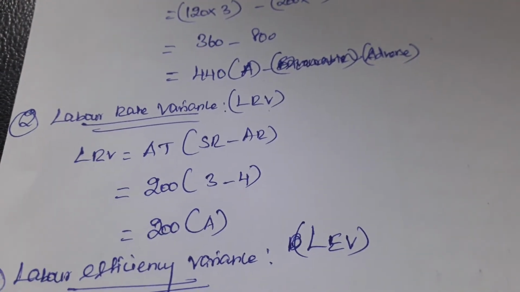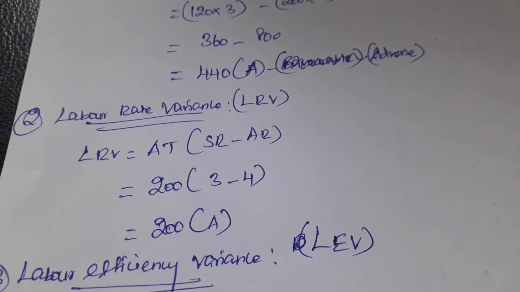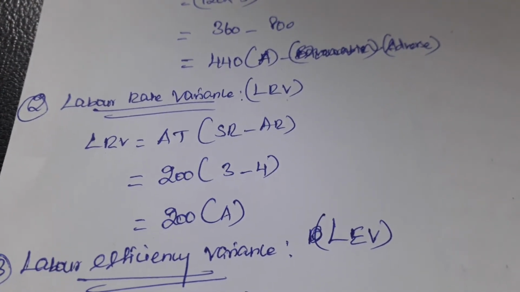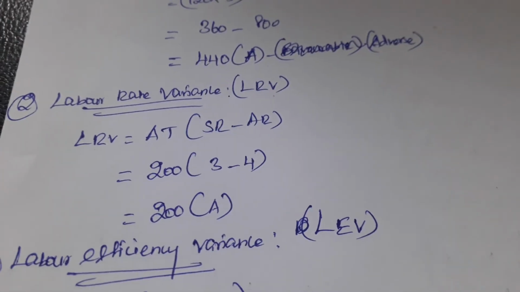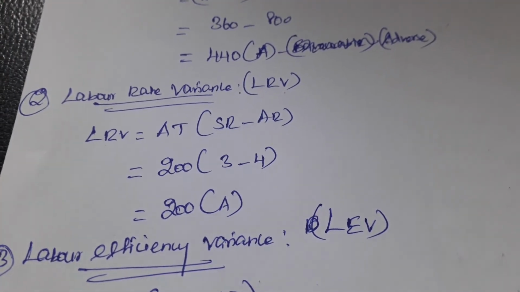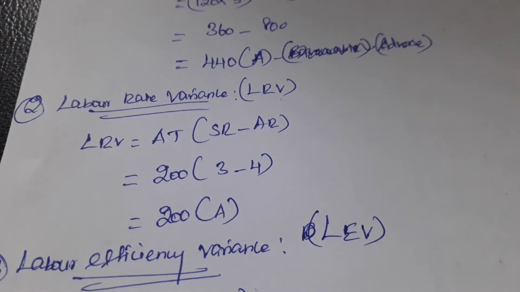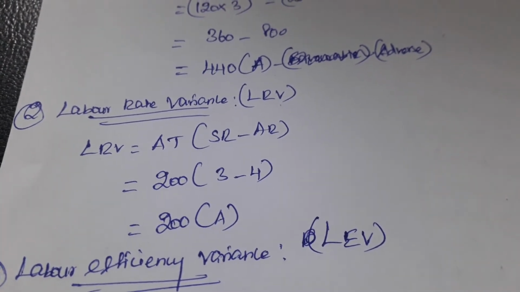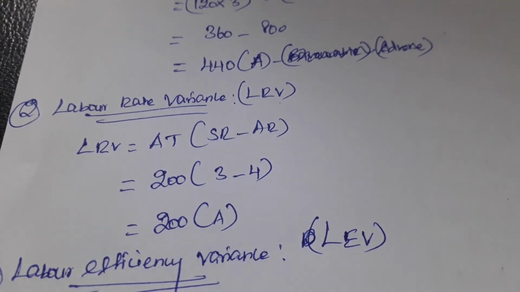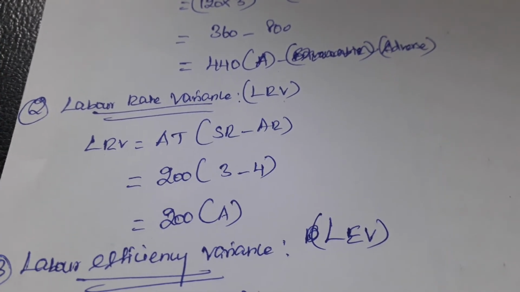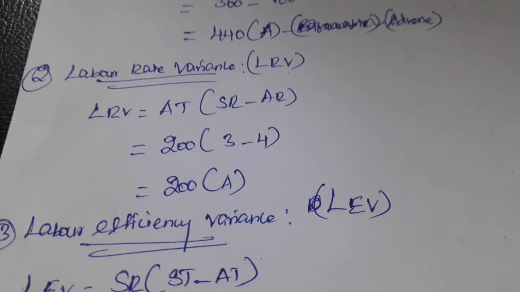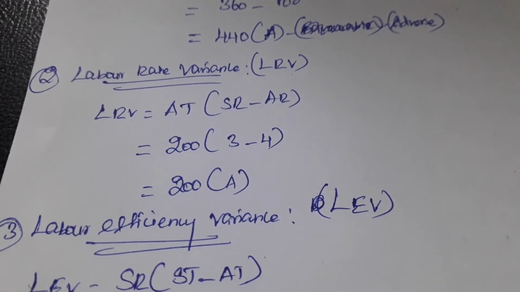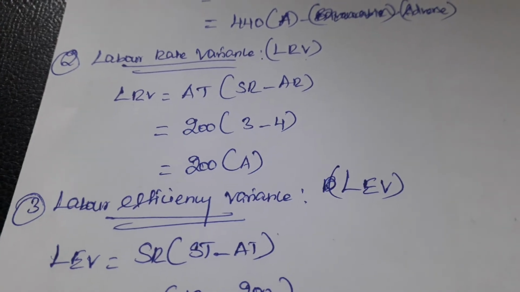Next, the labor rate variance we can simply call LRV. The LRV formula is actual time into the standard rate minus the actual rate. If we apply the values on this formula, we can get the value as 200. It is also adverse. It's not favorable.